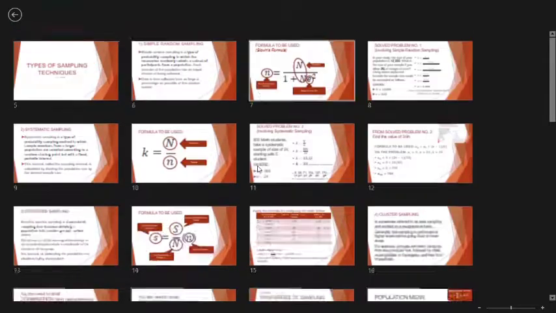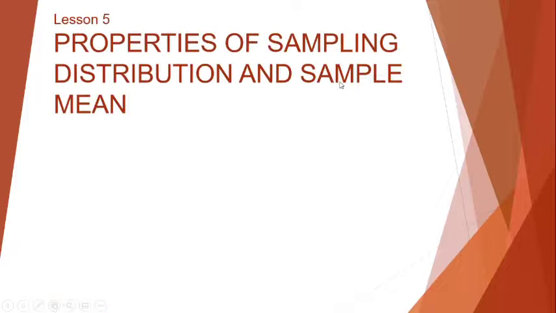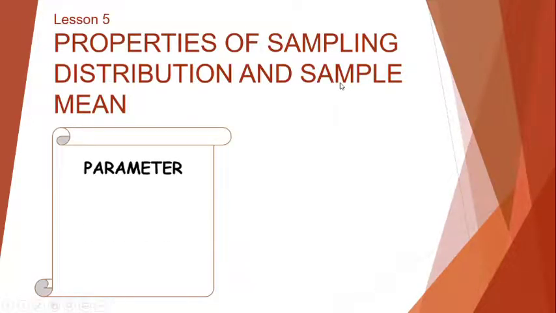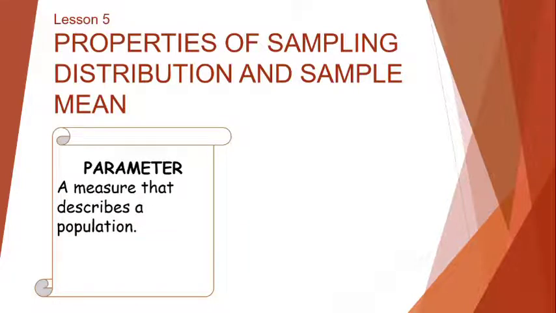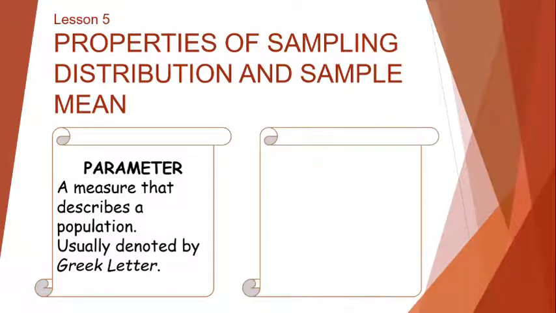Hello math learners, for today's video we are going to proceed with properties of sampling distribution and sample mean. So we have parameter, so let us define what a parameter is. A measure that describes a population. It is usually denoted by Greek letters. If I'm not mistaken, you are already familiar with the Greek letters, like alpha, beta, gamma, and the other Greek letters, or the Greek letter mu, which represents the mean. That is the parameter.